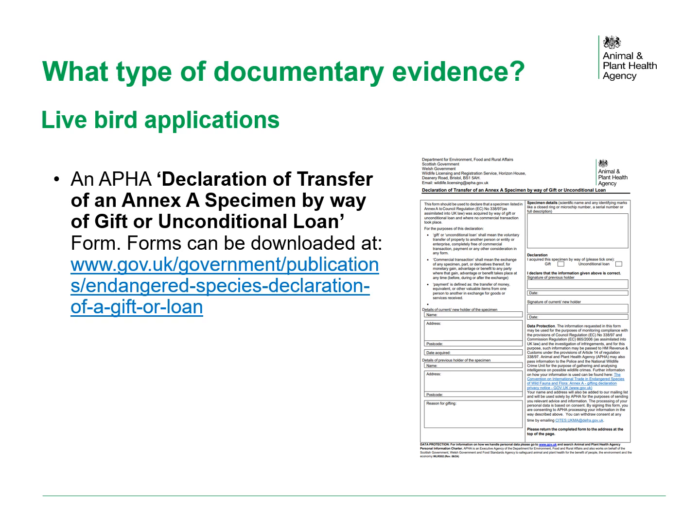If you were gifted a live Annex A bird, you will need to provide a completed APHA declaration of transfer of an Annex A specimen by way of a gift or unconditional loan form. These can be downloaded from the gov.uk website.